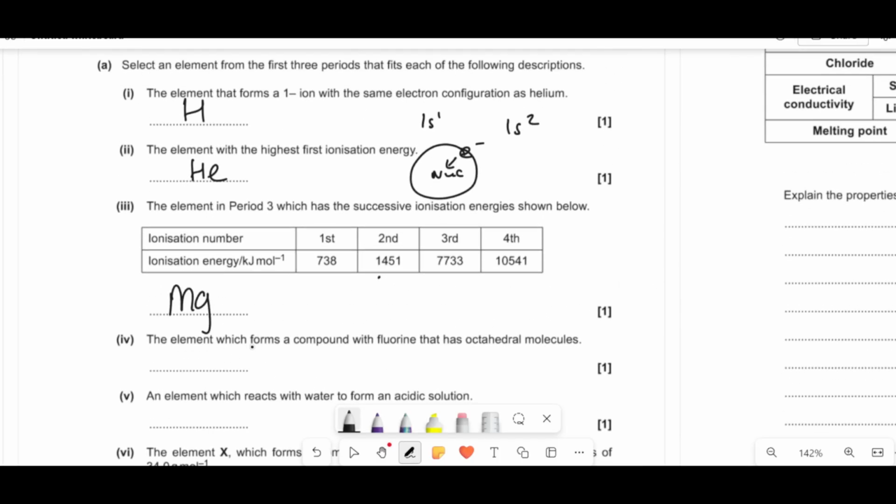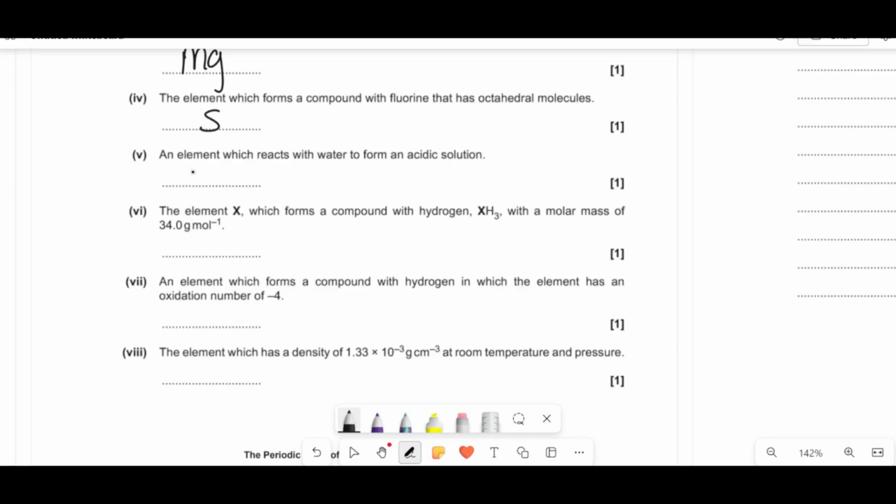Then it says the element which forms a compound with fluorine that has an octahedral molecule. Octahedral is 6 bonding pairs, 0 lone pairs, SF6, so it's got to be sulfur. Now it says an element which reacts with water to form an acidic solution. Some mysterious thing, you add it to water, it makes acid. It's going to be either chlorine or fluorine, Cl2, because if you react it, you end up getting Cl2 plus H2O makes HCl and HClO, the disproportionation reaction.